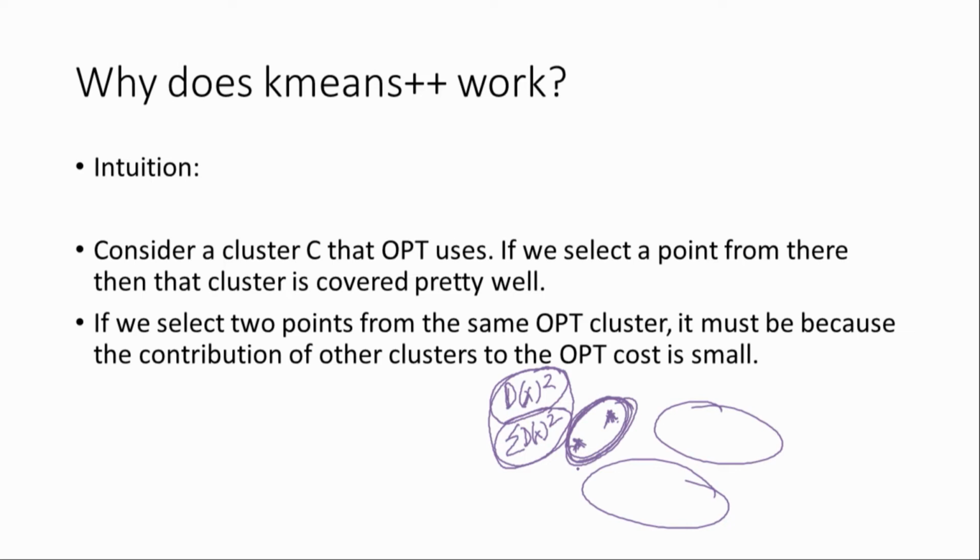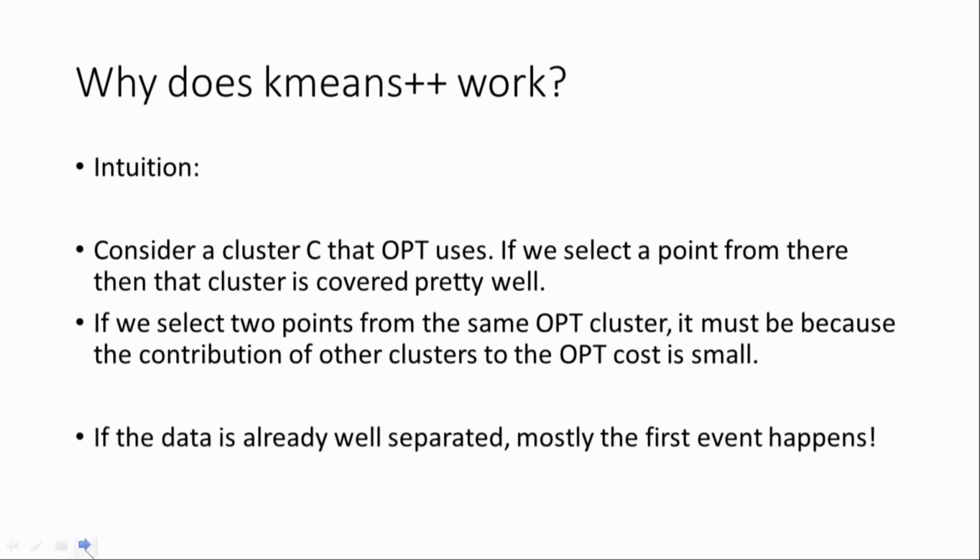This is a very vague intuition. If I tried to explain it fully, that would take up the rest of my 2 hours. Okay, so combining these intuitions, you get something like a log k approximation for the worst case input. However, if the data is already well separated, then the second case doesn't even arise, right?